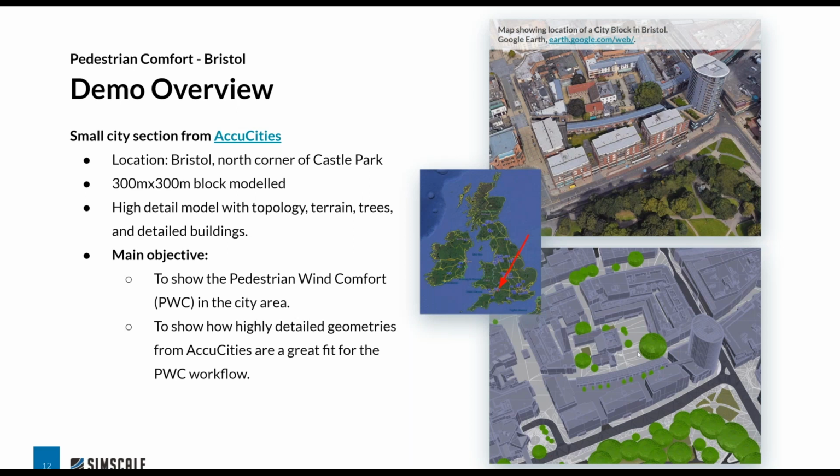I've also posted a link there. So what we're going to be doing is looking at this particular geometry. We're going to take it, discuss what we needed to modify to make it work for pedestrian wind comfort, then upload it to the SimScale platform and set up a simulation. And finally, we're going to look at the results, and not only look at the results, but also how we can interpret those results to understand comfort, and also how we could mitigate some uncomfortable areas based upon those results.